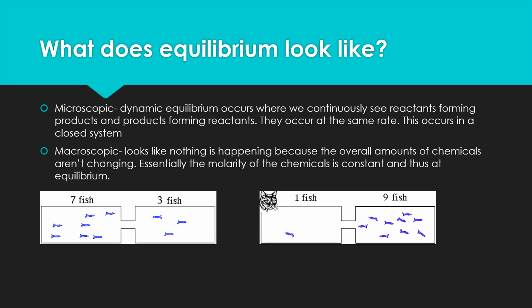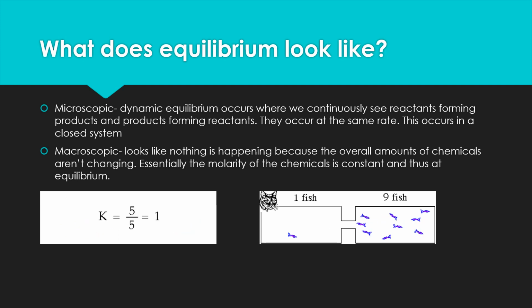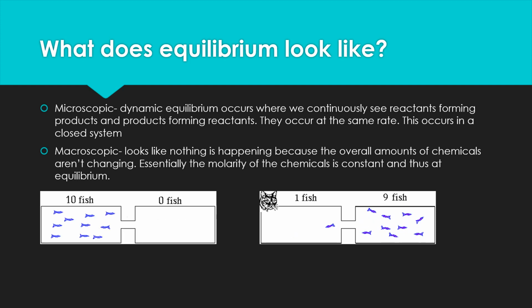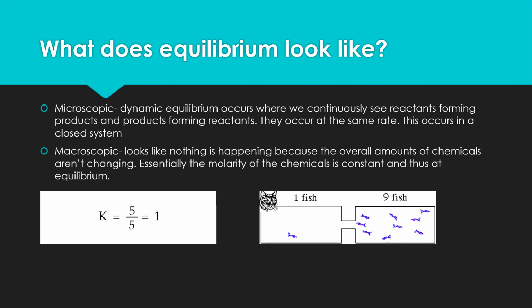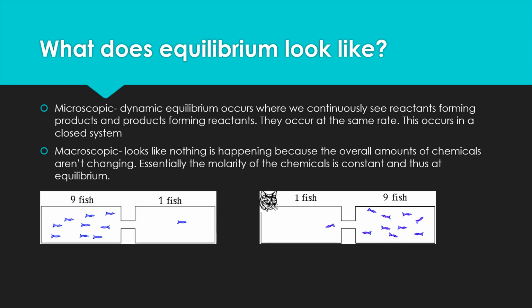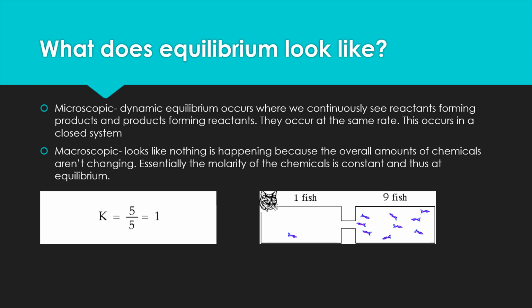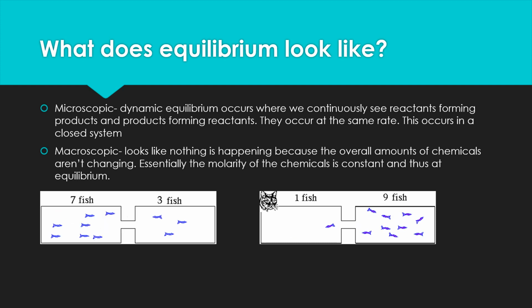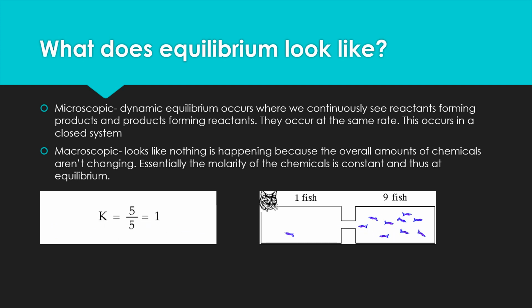So if we could zoom in on a chemical reaction, we're going to see this very dynamic process. We're going to see this colliding of molecules, these reactants forming products forming reactants, all of this occurring, and it's very robust and active. But if we zoom out and we look at the macroscopic view, it looks like nothing's happening because our overall amounts of chemicals aren't changing. We can see reactions more when there is something changing, right? When an amount of chemical is changing. So essentially our molarity of our chemicals is constant and thus at equilibrium.